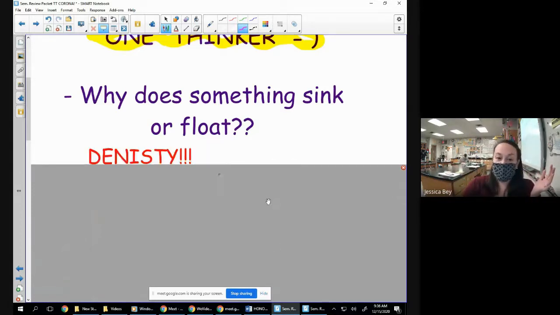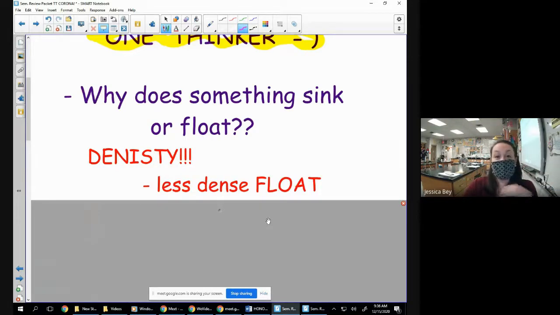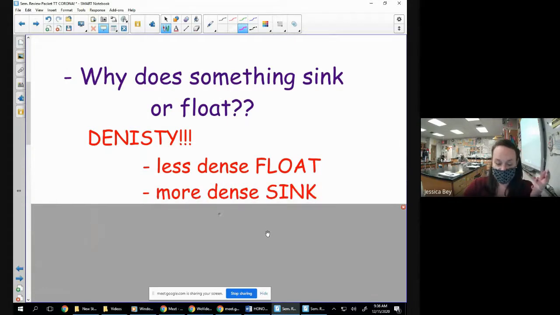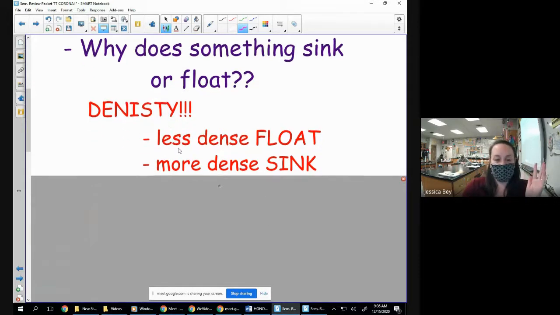Why does something float? It floats or sinks because of its density. Less dense things float and more dense things sink. So if you don't know those, you might want to jot that stuff down. But again, I think it's something we did learn. It will be on the semester exam, but it's not explicitly on the review. So if you want to write that down, go ahead and do that.